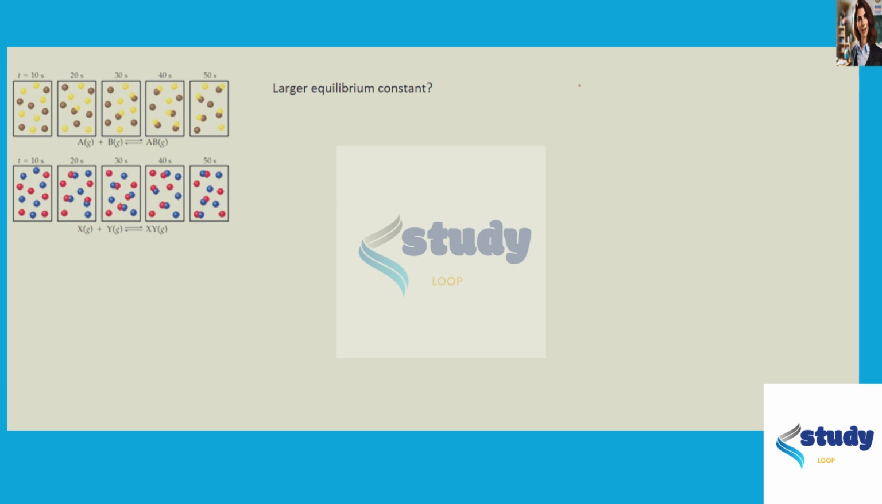We can see over time some of these spheres start to join together and make the product AB. By the time we get to our last two pictures here, at 40 and 50 seconds, we see the same thing in both of them. There are 2 A, 2 B, and 4 products joined together. Since this is true both at 40 and 50 seconds, we're going to go ahead and take this as the equilibrium state for this system.